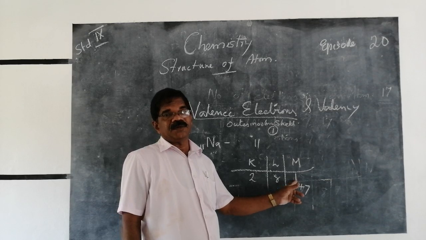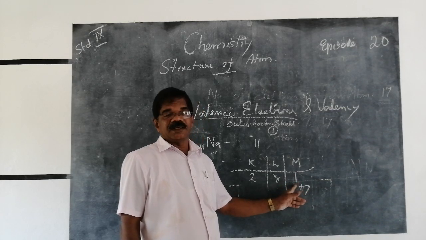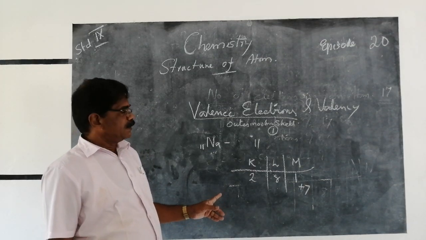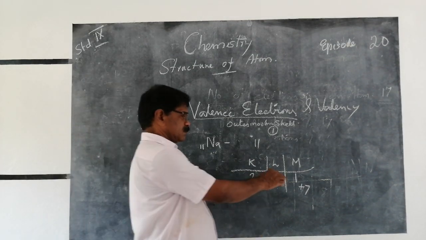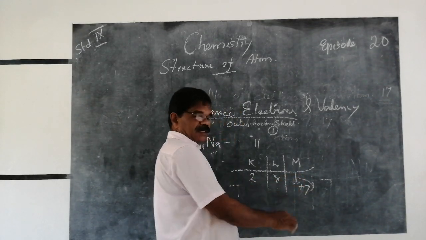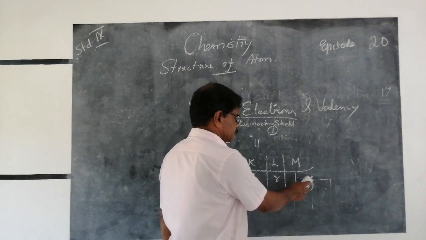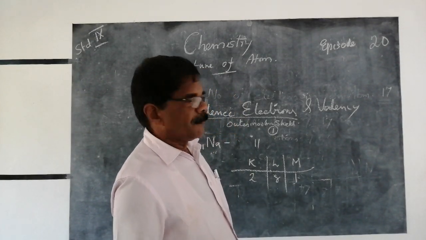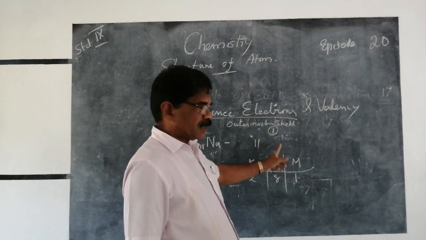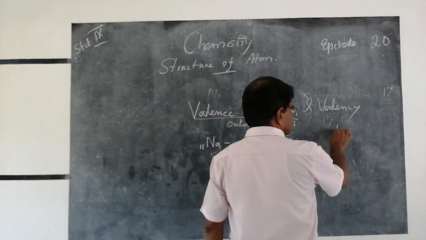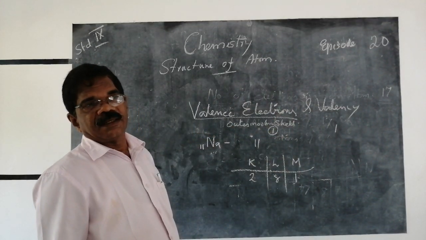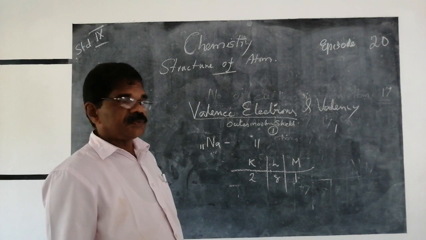It needs 7 more electrons to attain stability. It is not easy to gain 7 more electrons. Then the second chance is to lose this electron. It is easy to lose this electron. Here it loses 1 electron, so its valency is also 1. So in the case of sodium, the number of valence electrons is 1 and the valency is also 1. That means by taking part in a chemical reaction, it loses 1 electron to attain stability.